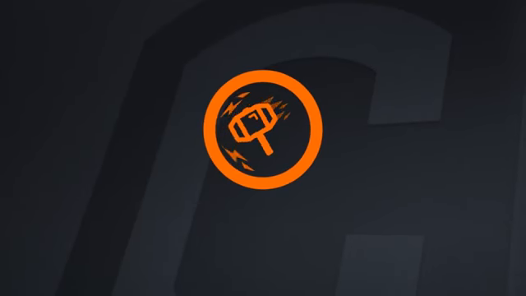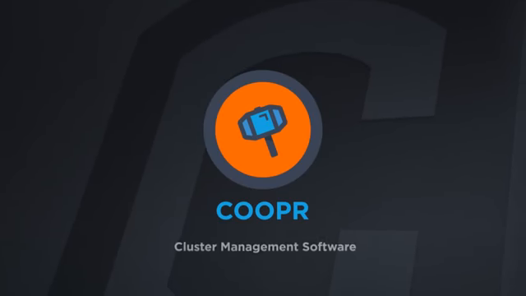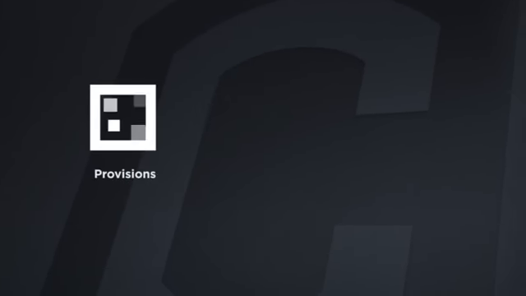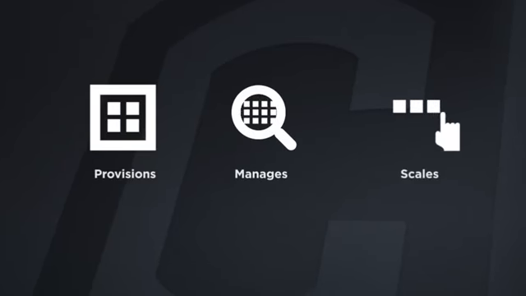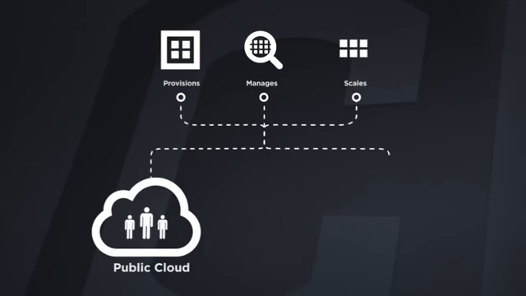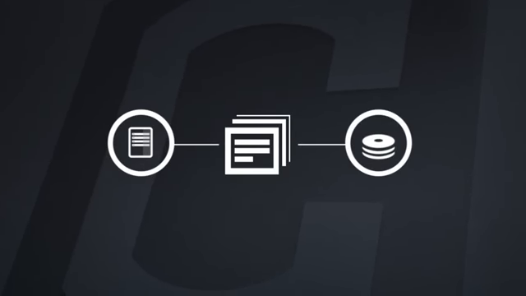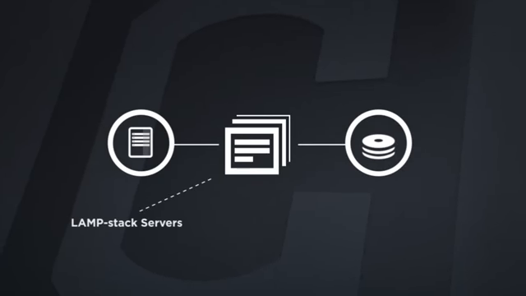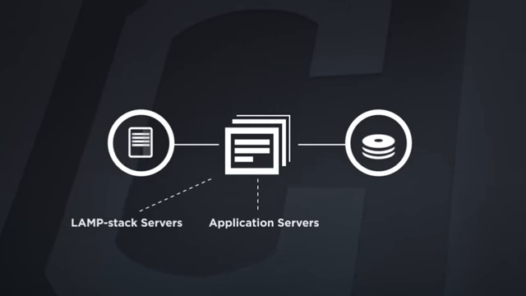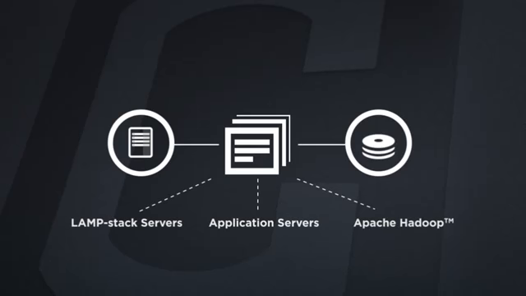This is a short demo of Coopr. Coopr is cluster management software that provisions, manages, and scales clusters on public clouds and private clouds. Clusters created with Coopr utilize templates of any hardware or software stack, from simple standalone LAMP stack servers and traditional application servers like JBoss, to full Apache Hadoop clusters comprised of thousands of nodes.